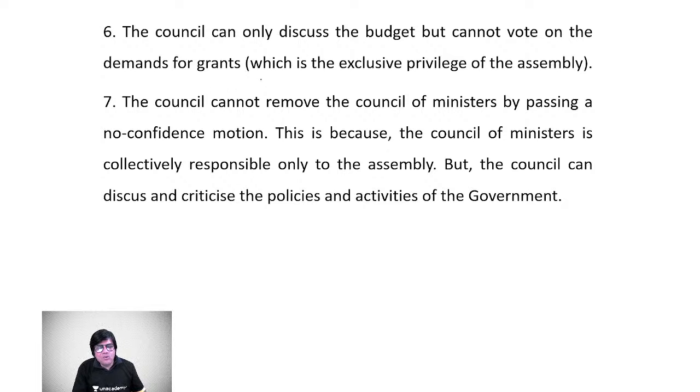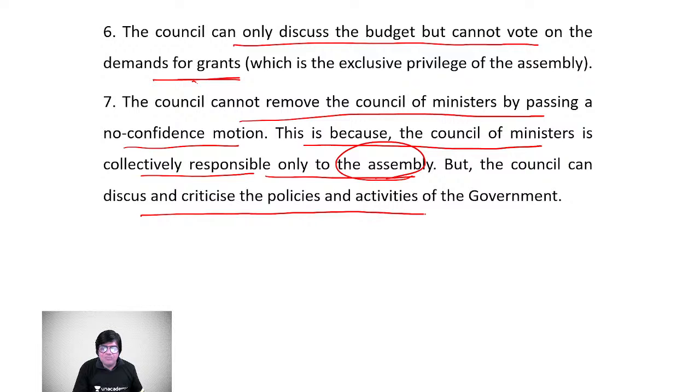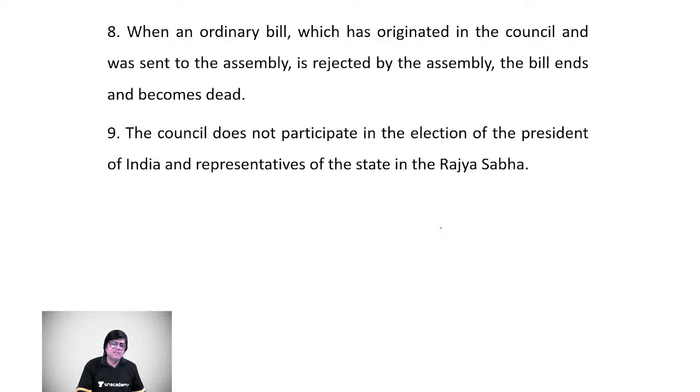The Council can only discuss the budget, but it cannot vote on demands for grants, for that matter. And the Council cannot remove the council of ministers by passing a no confidence motion. This is because the council of ministers is collectively responsible only to the Assembly and not to the Council. But the Council can discuss and criticize the policies and activities of the government.